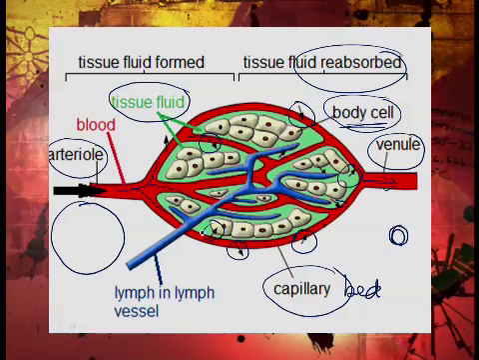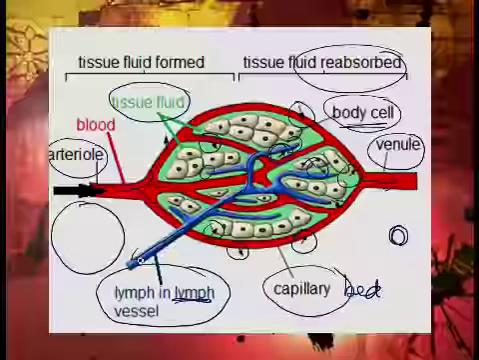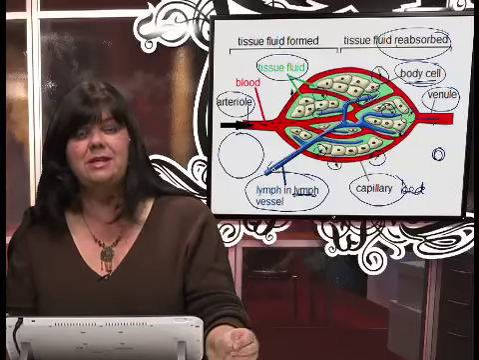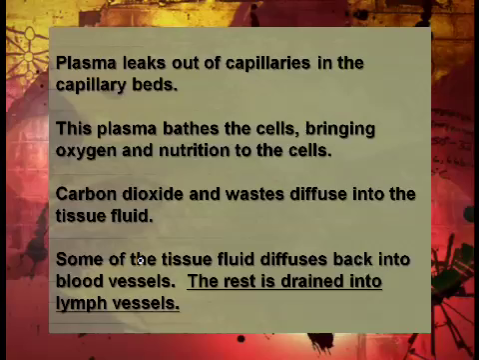Well, it drains into these vessels called lymph vessels, which you can see are blind-ending vessels that are situated in amongst the cells, embedded in the cells, and the tissue fluid drains into these lymph vessels, and the lymph vessels then collect all that tissue fluid, and eventually we're going to see they return it to the blood system. So let's just summarize then.